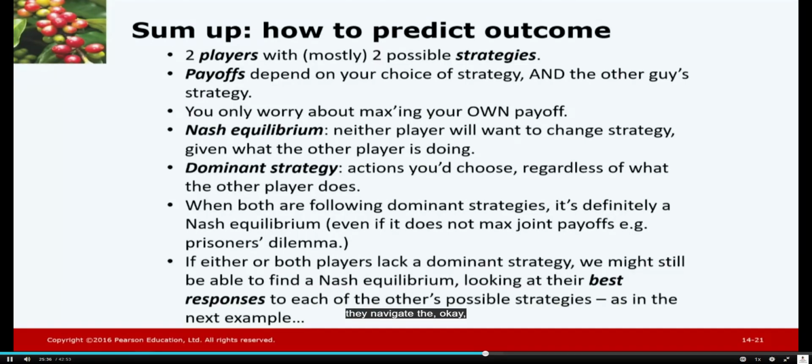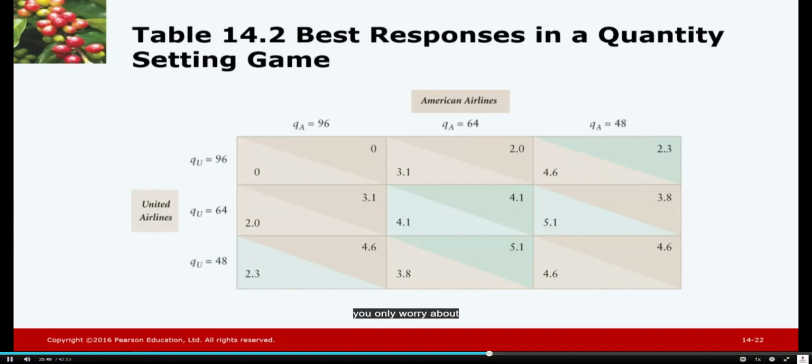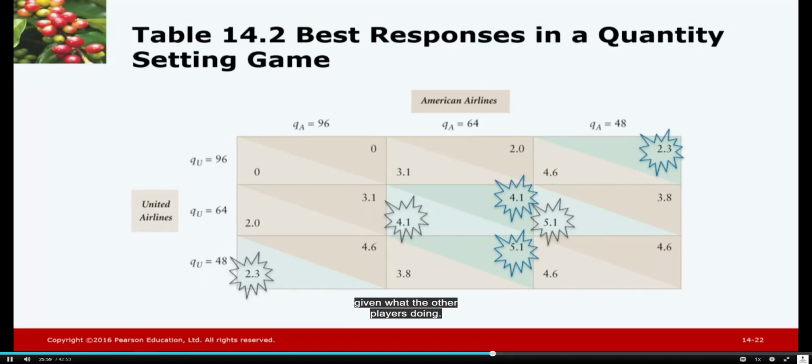If either or both firms lack a dominant strategy, they don't always have to have one, we might still find a Nash equilibrium by looking at their best responses. You can go through this table on your own. We're not typically going to do 3x3 representations, but you can go through this and, looking at it, you find that there isn't a dominant strategy for the one firm, nor is there for the other. It's looking at the paintball splotches. However, there is one quadrant where they both are maximizing their outcomes in the same place, and we find that we do get a Nash equilibrium therefore.